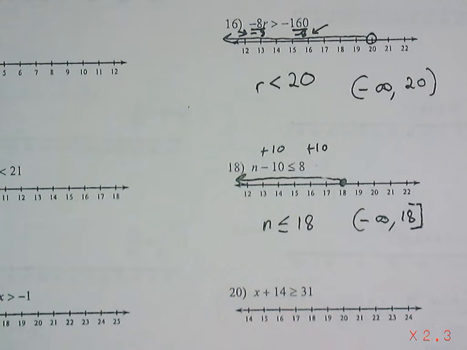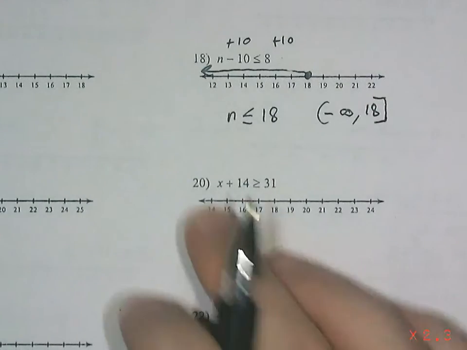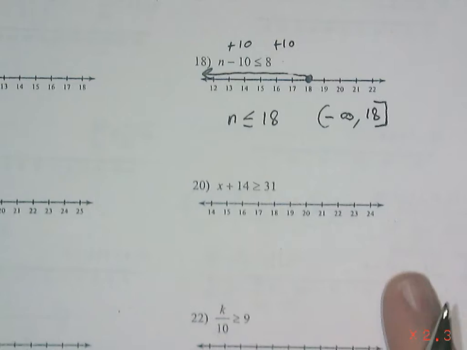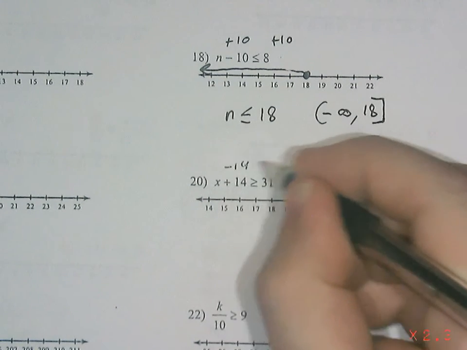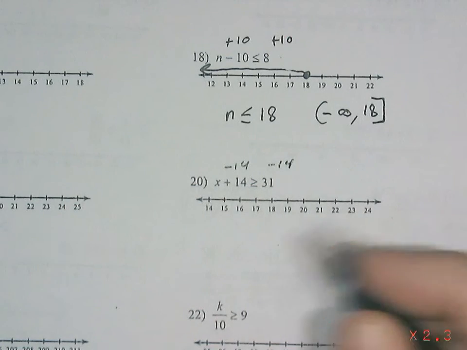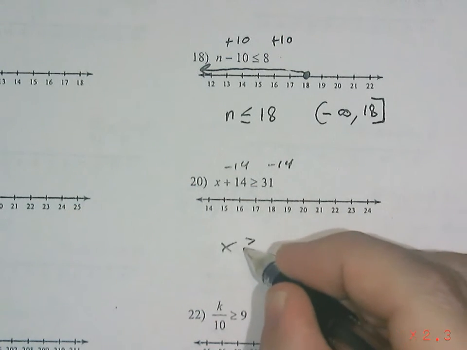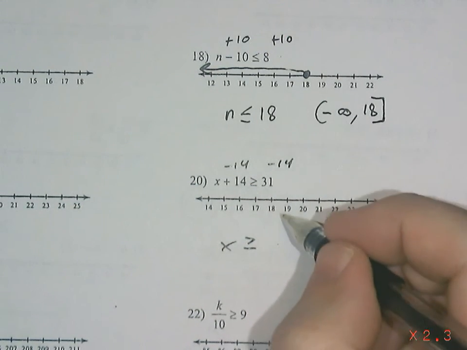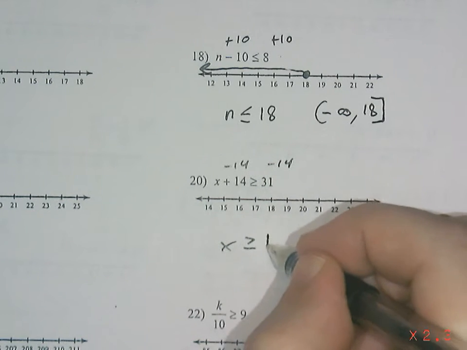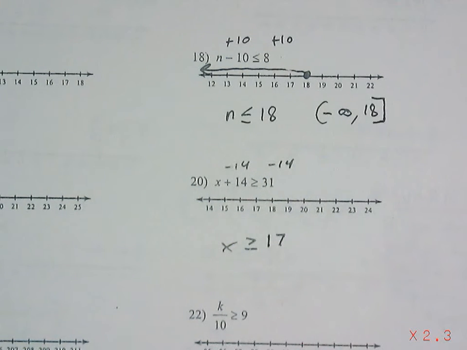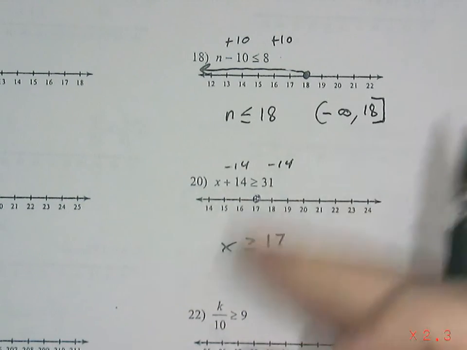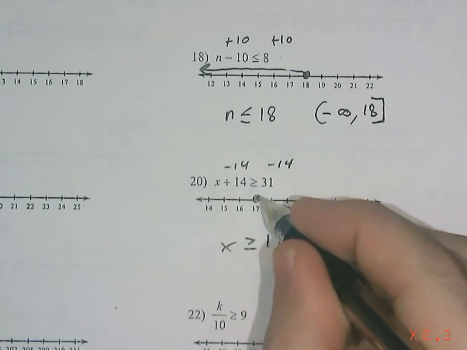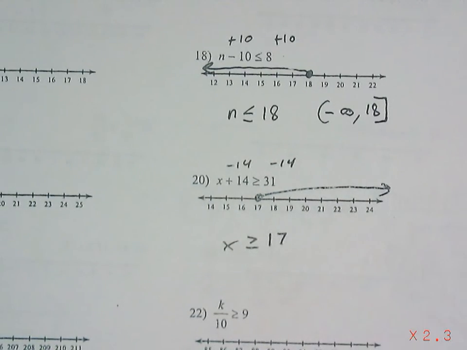And I kind of want to do a greater than just to show you guys. So let's do number 20. I'm just going to do it real quick. So we got 14, so we're going to subtract 14 from each side. That's going to give me x is greater than or equal to 17. And then it's going to be a closed circle, and x is greater than, so it's going to the right.